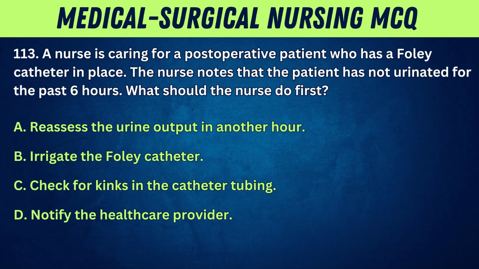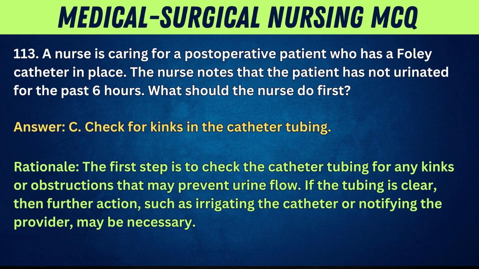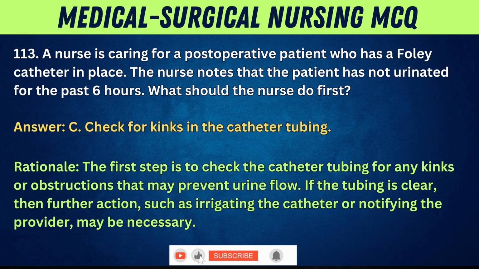A. Reassess the urine output in another hour. B. Irrigate the Foley catheter. C. Check for kinks in the catheter tubing. D. Notify the healthcare provider. Answer: C. Check for kinks in the catheter tubing. Rationale: the first step is to check the catheter tubing for any kinks or obstructions that may prevent urine flow. If the tubing is clear, then further action, such as irrigating the catheter or notifying the provider, may be necessary.